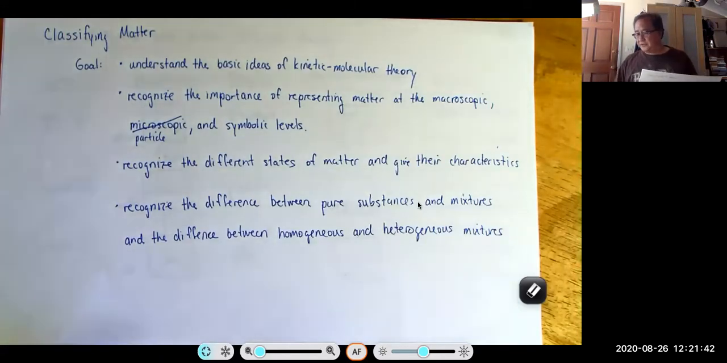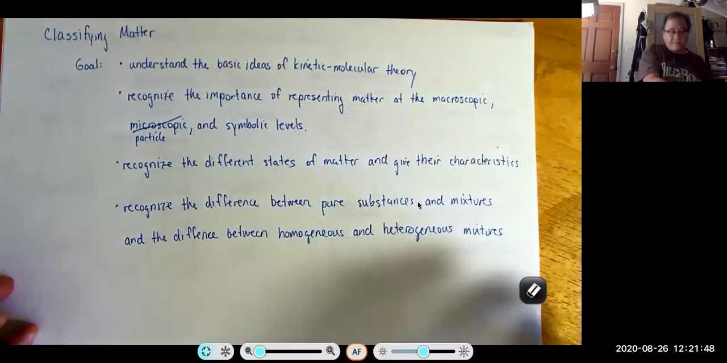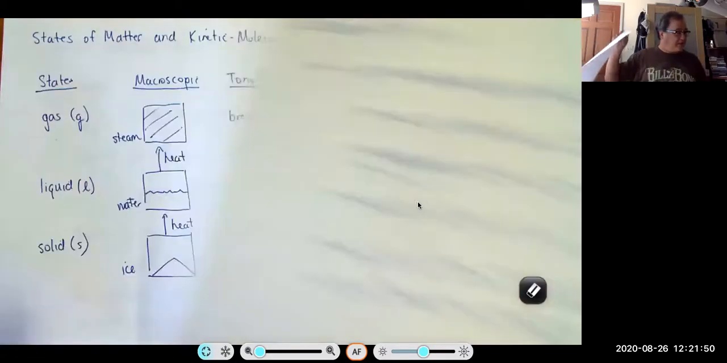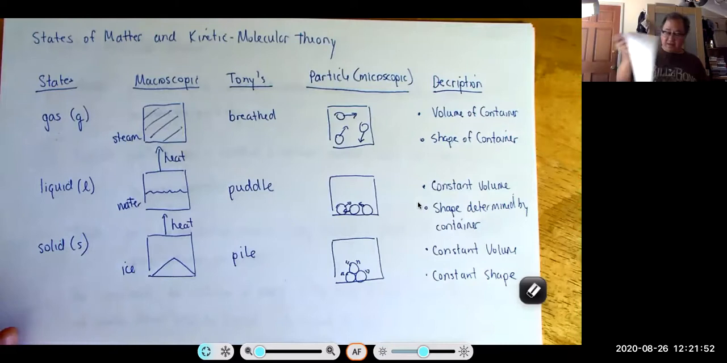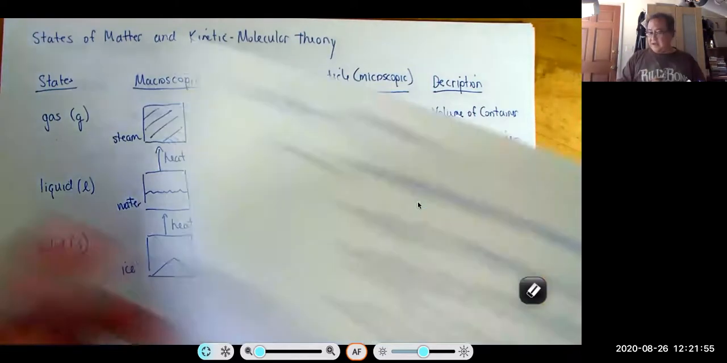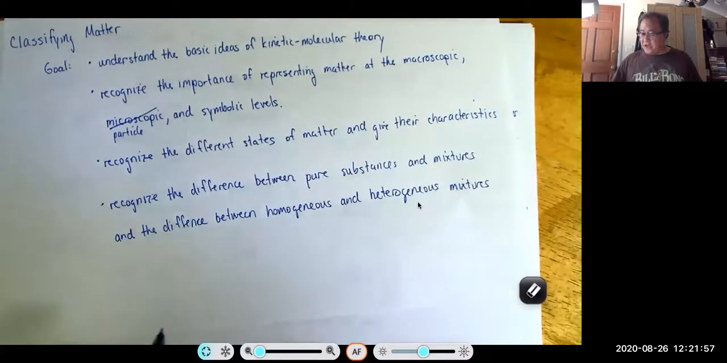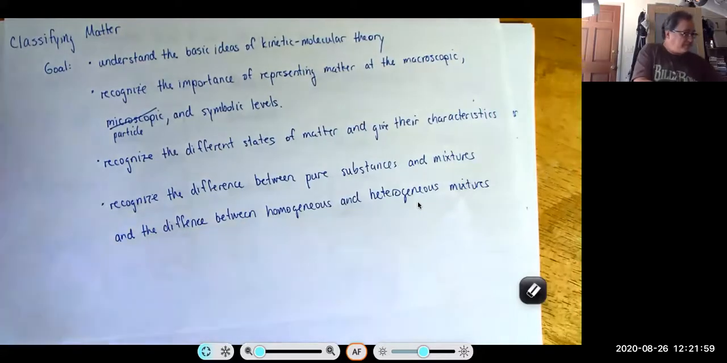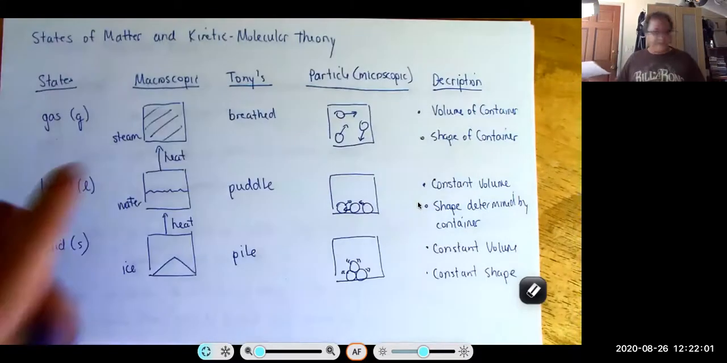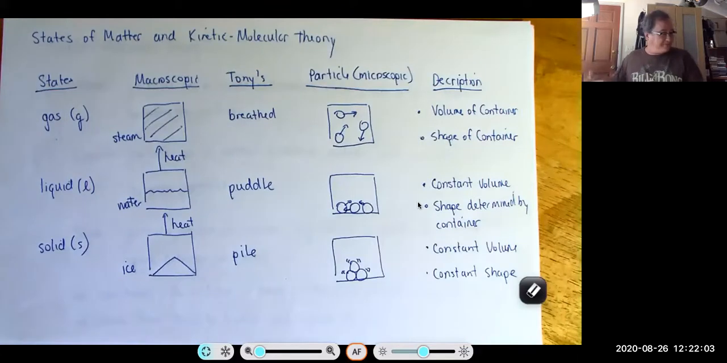Okay, so let's take a look at what they have in the book. They have this nice chart that I like from the book. Oh, actually, I've jumped ahead. First, they talk about states of matter and the kinetic molecular theory.